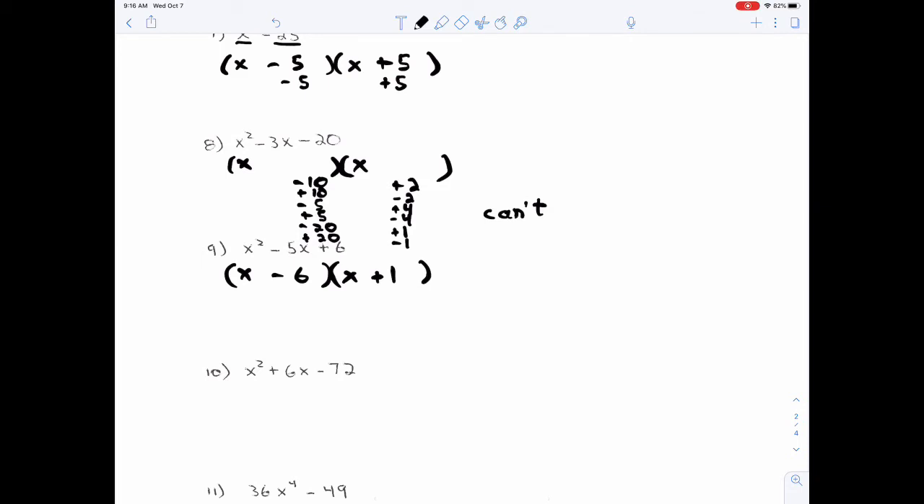So if you're doing this, and believe me, a lot of people do this, and there are other problems I can give you that are just like this, where people look at the last term and the middle term together, and they're just wrong. So let's get rid of this.